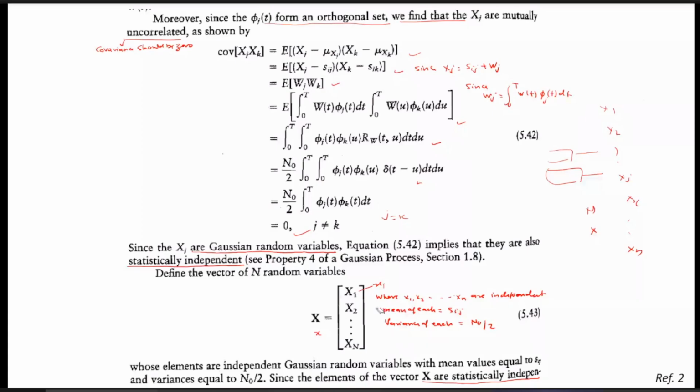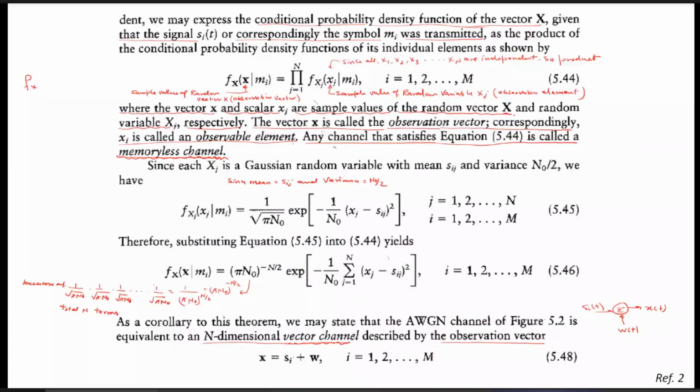So this capital X is called a random variable, and this small x is called the observation vector, and correspondingly each xj is called an observation element. The conditional density function of the vector x when mi is transmitted is given for j equals 1 to n, because there are n correlators and the outputs of all of them are independent of each other. Hence, we can simply take the product of the individual outputs of the individual correlators. That is, there are n correlators.